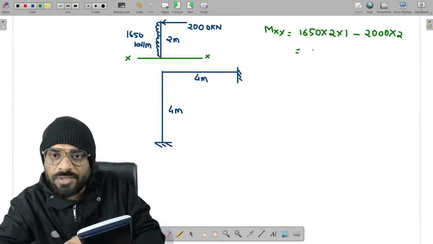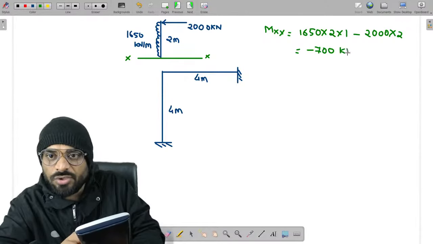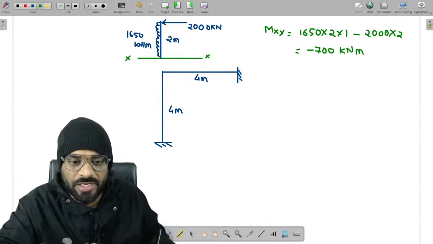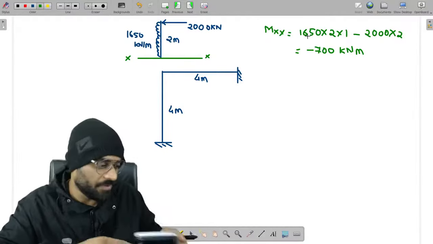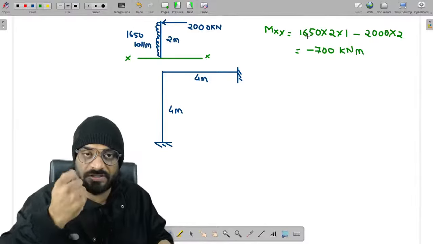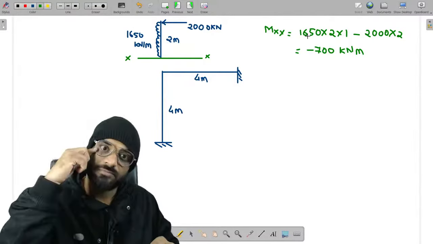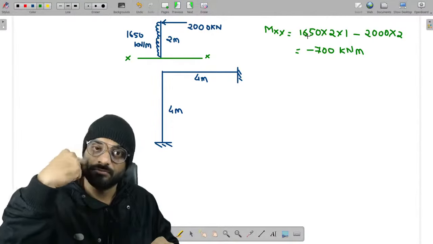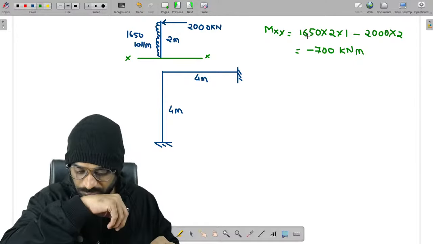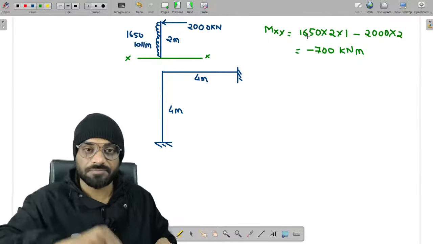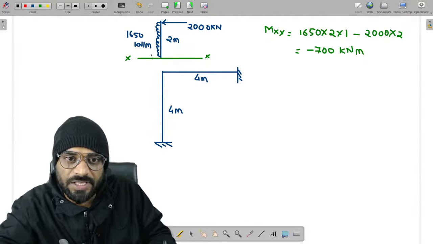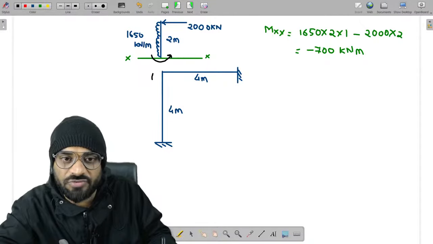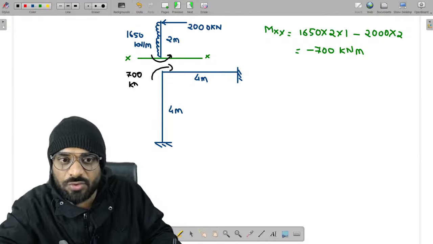So guys, this value is coming around minus 700 kilonewton meter. That means the direction is what? Anti-clockwise or clockwise? The direction is anti-clockwise. The net moment which we are getting is anti-clockwise. Okay, no problem. Now guys, let us suppose this is the direction of moment. So the moment which we have to apply over here is like this. The value is 700 kilonewton meter.